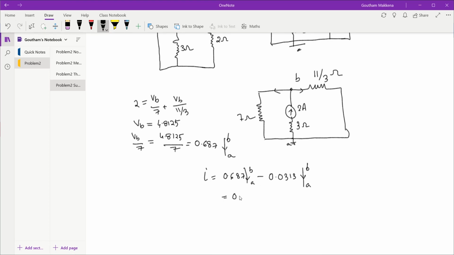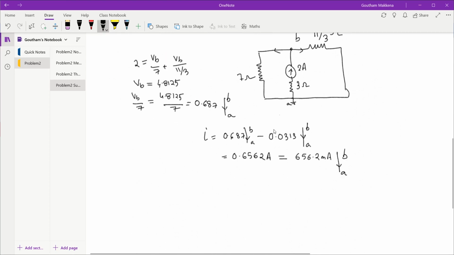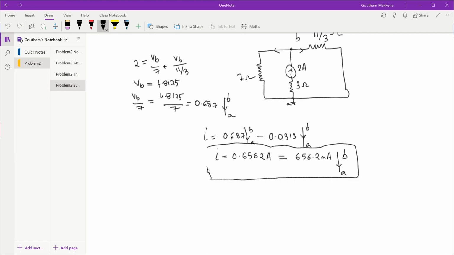So this gives me a value like 0.6562 amps, which is of course equal to 656.2 milliamps. Remember, what is the direction? It is flowing from node B to node A. So in the problem, this is actually the current direction from node B to node A, and its magnitude is 656.2 milliamps. Okay, so the method may be anything, and we obtain the same answer. Okay, thank you.